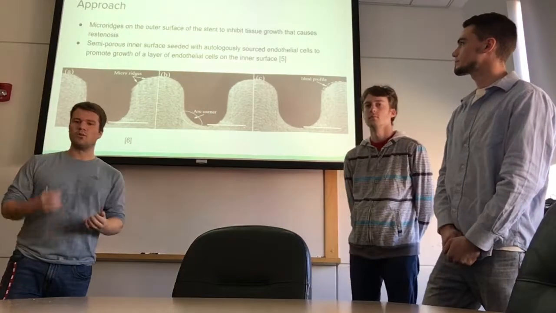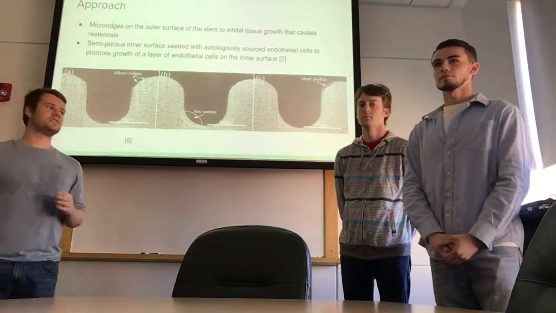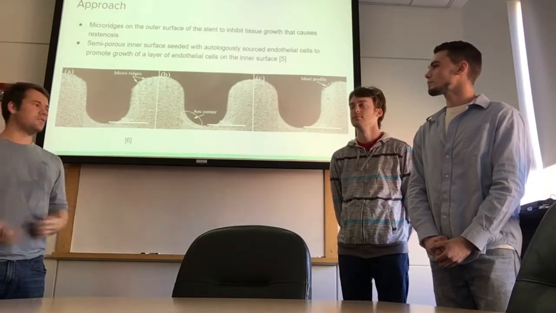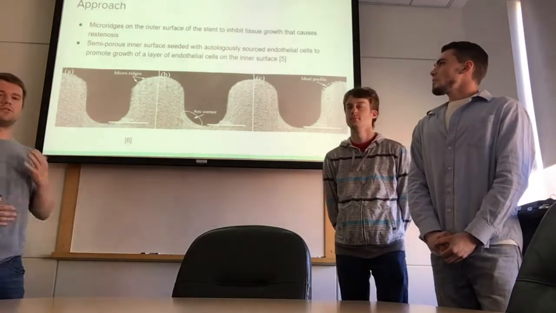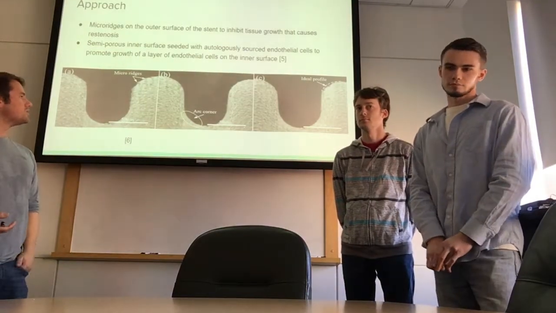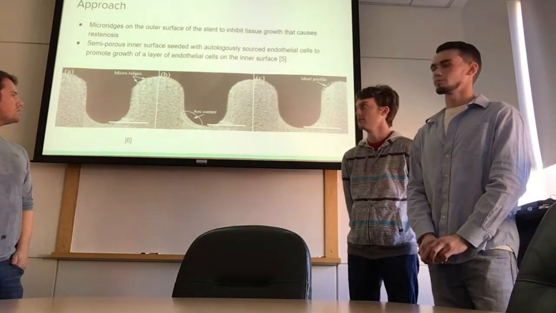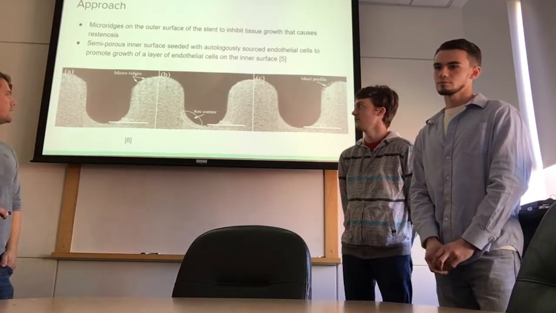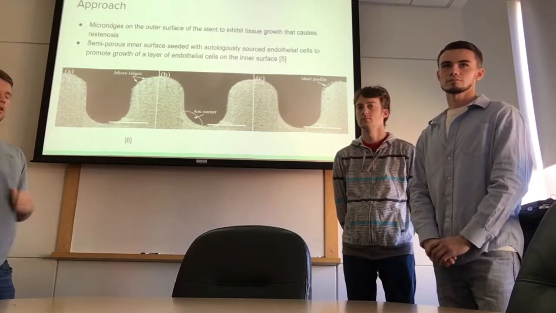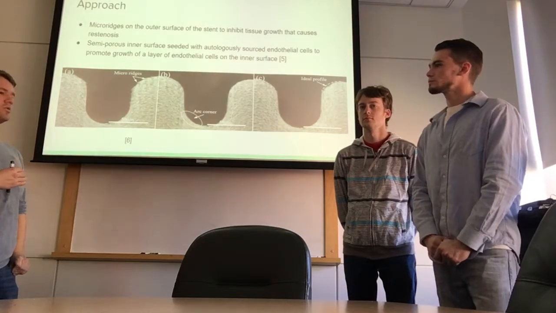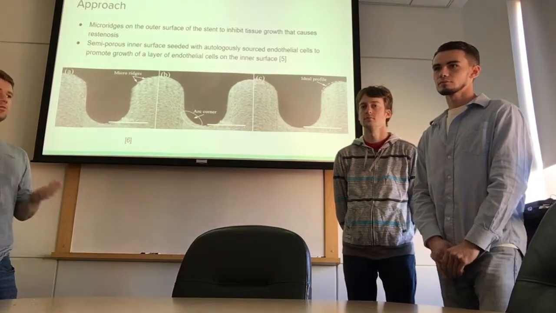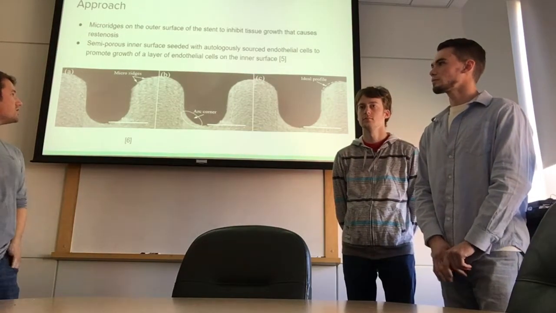So the way that we were hoping to try and curb this problem of restenosis was we were trying to go for more of a mechanical approach. On the outside of the stent, we were going to possibly add micro ridges, which would decrease just the cell attachment to the overall outer surface of the stent, which would in turn decrease cell proliferation because there are not as many cells being attached to the outer surface.